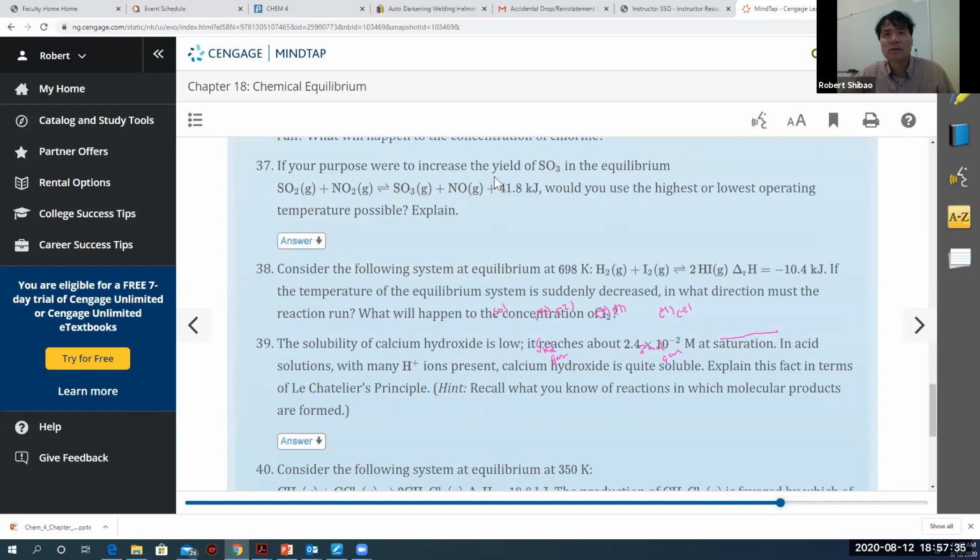If your purpose were to increase the yield of sulfur trioxide in the equilibrium, so here we have sulfur dioxide reacting with nitrogen dioxide to form sulfur trioxide and nitrogen monoxide, or nitric oxide. Would you use the highest or lowest temperature possible? What do you guys think? If you want to make more product, would you increase the temperature or decrease the temperature for this reaction?